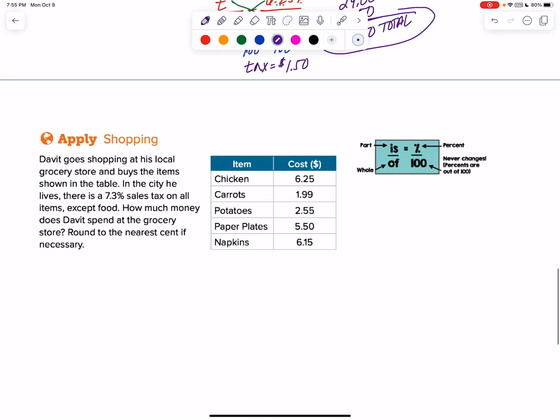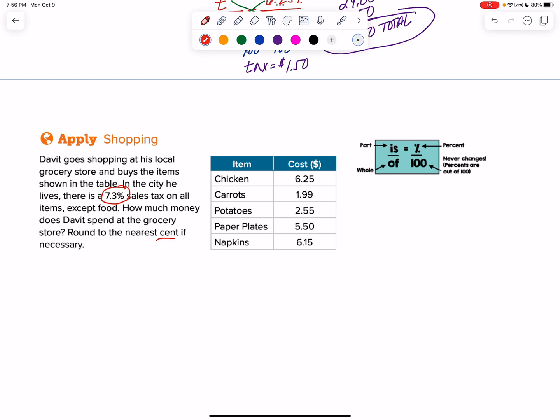All right, let's do an apply here. So we know applies are multi-step. They make us think a little bit deeper from what we were doing. David goes shopping at his local grocery store and buys the items shown in the table. In the city he lives, there is the 7.3% sales tax, so that's my percent, on all items except food. How much money does David spend at the grocery store? Round to the nearest cent if necessary. All right, so let's see. It says 7.3% sales tax on all items except food.